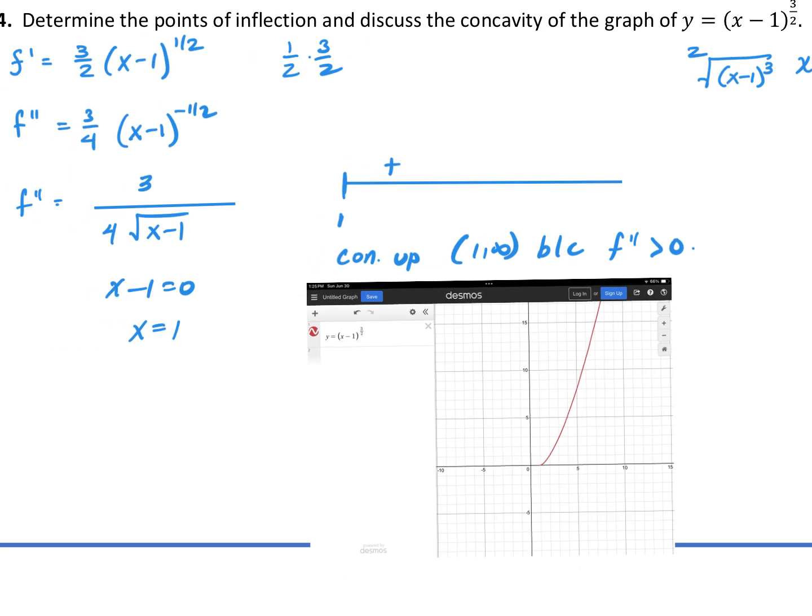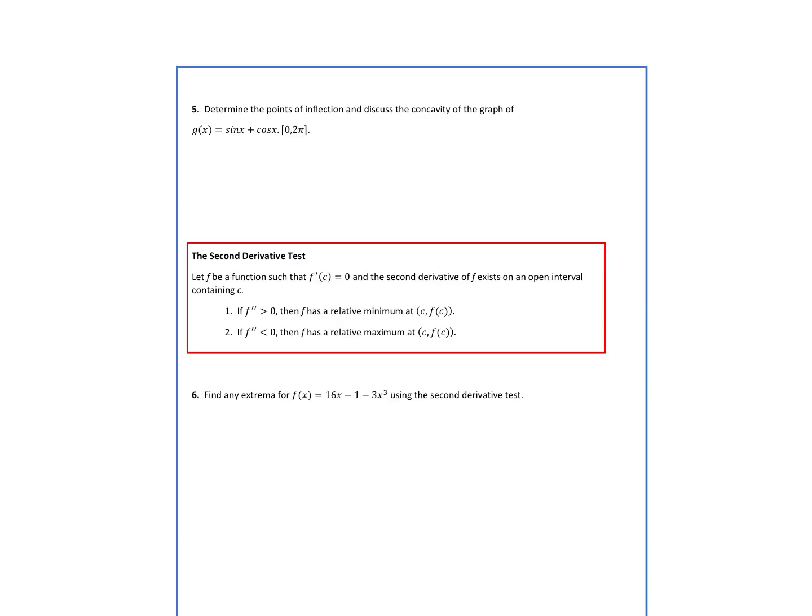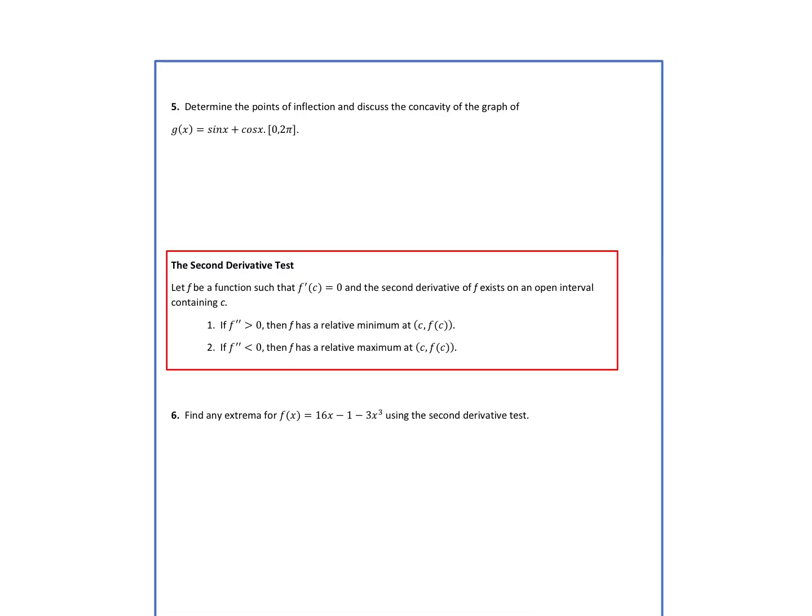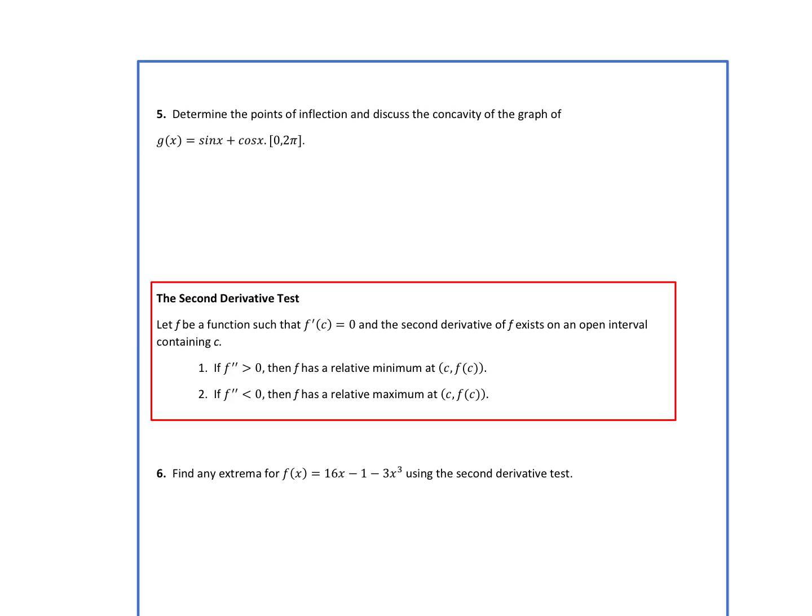So it's right here. If we look at the graph, again, we're restricted from 1 on. If you look at the graph, it is concave up the entire time. All right, determine points of inflection and discuss the concavity.